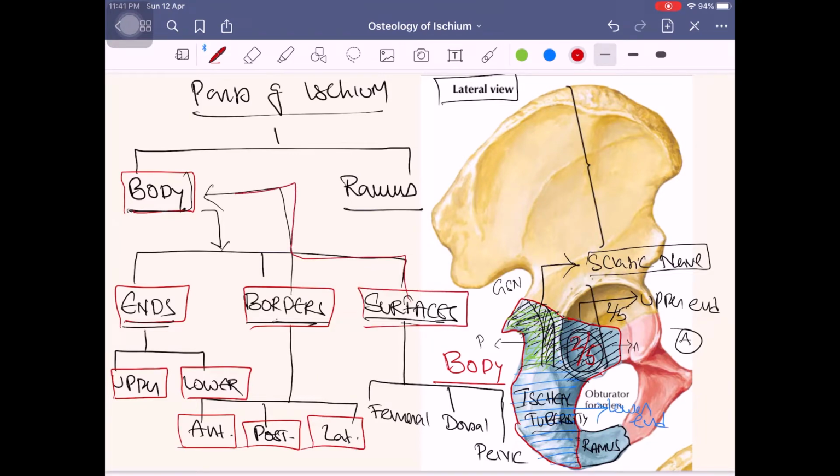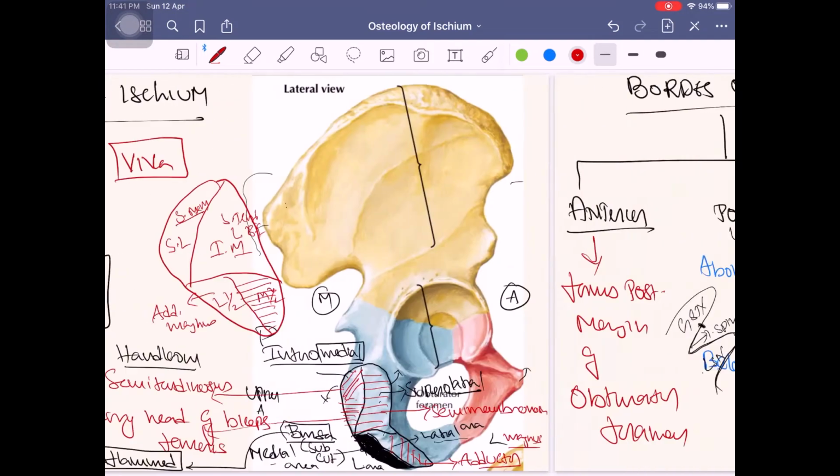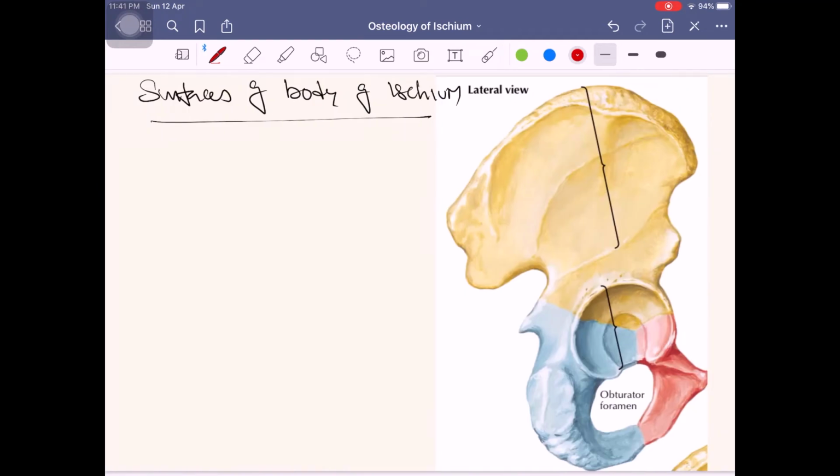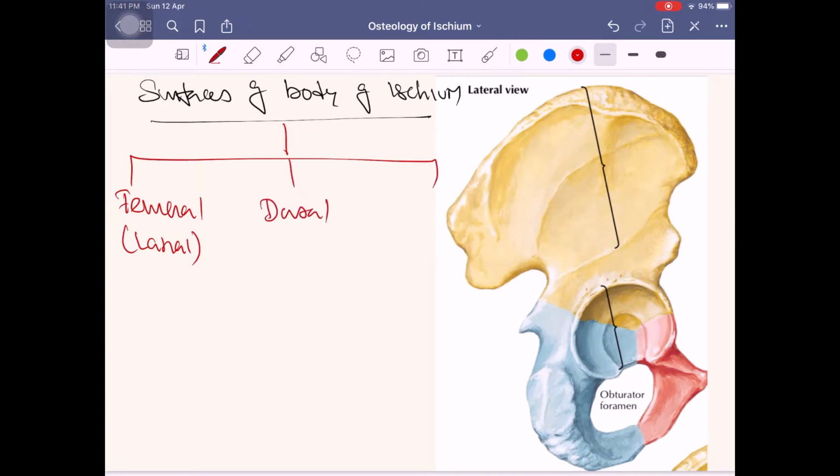These are the surfaces. Again, you see surface of your body. So it has got 3 surfaces: femoral, dorsal and pelvic surface. So let us go to this. There is a femoral surface. Femoral surface is also facing lateral, so it can also be called the lateral. And there is a dorsal surface. Dorsal means also posterior, it faces posterior. And there is a pelvic surface, it is forming the pelvic wall, so it can also be called a medial surface. So there are 3 surfaces.